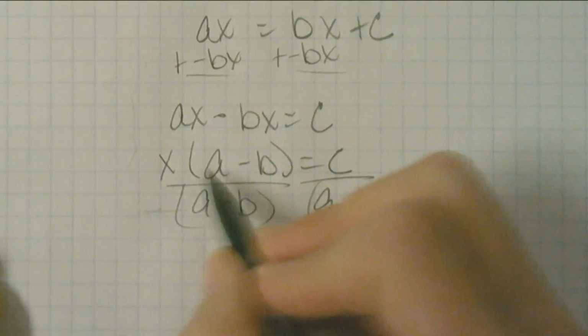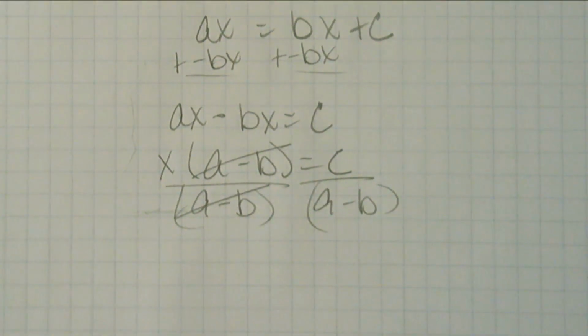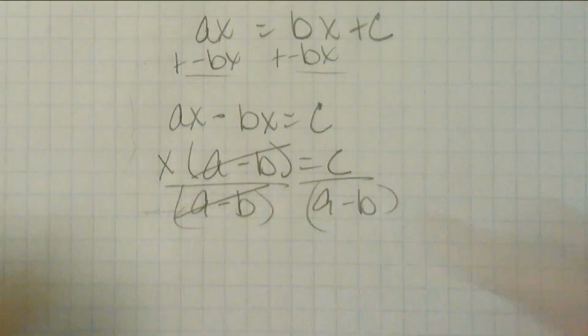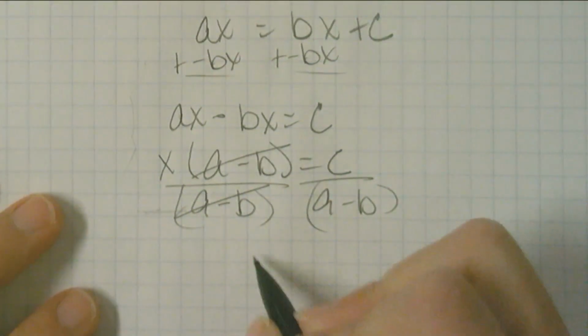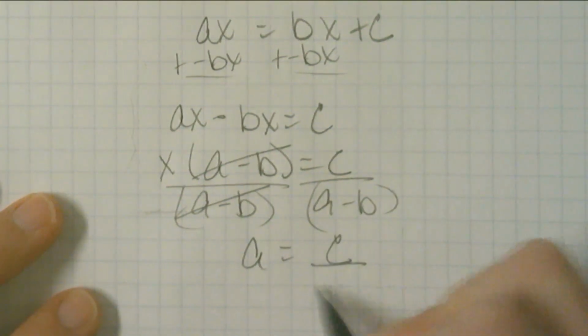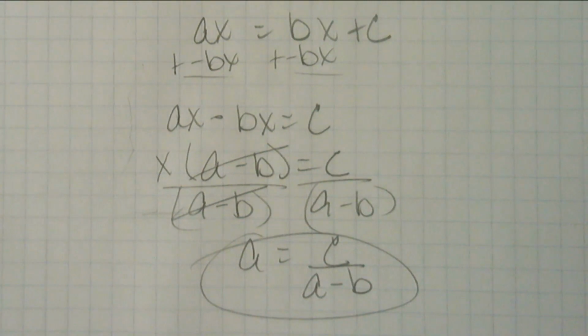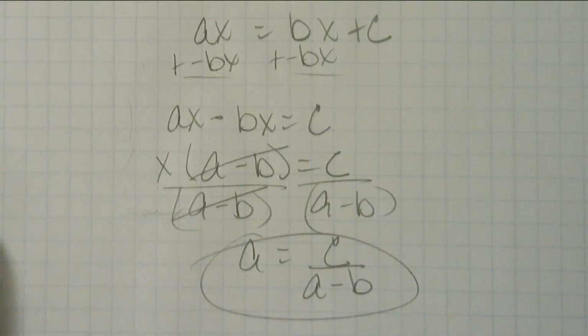So that binomial, that's what those are called. When we get to the end of the year, we'll talk more about polynomials, but that binomial, two terms being multiplied, they cancel each other out. So I have x is equal to c over A minus B. Questions on how I did that?